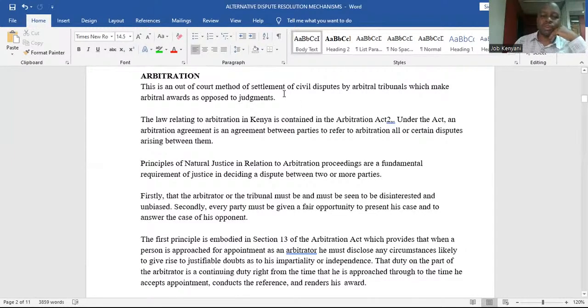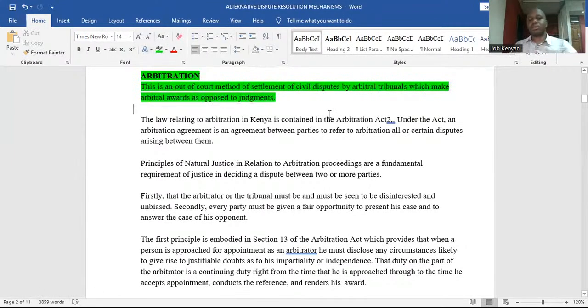It is an out-of-court method of settlement of civil disputes by arbitral tribunals, which make arbitral awards as opposed to judgments. So they don't make judgments or rulings like in a court of law. They give a decision known as an arbitral award. That decision normally given by these arbitration bodies is what we call an arbitral award.